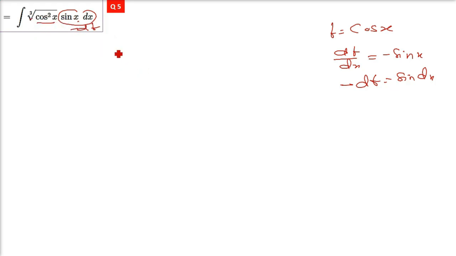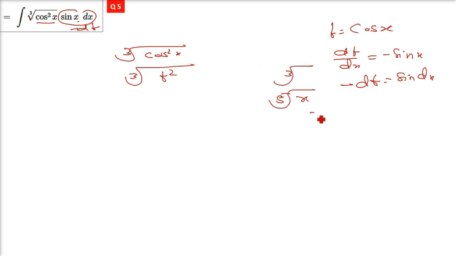So negative dt, and the integration of the cube root of cos square x becomes the third root of t square. Anything like a third root or fifth root is nothing but x raised 1 by 3 or x raised 1 by 5. So this t square was already there. Now 2 into 1 by 3 gives 2 by 3. So t to the power 2 by 3 it is.